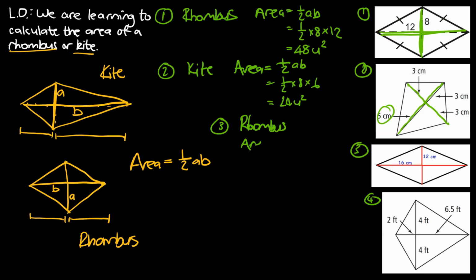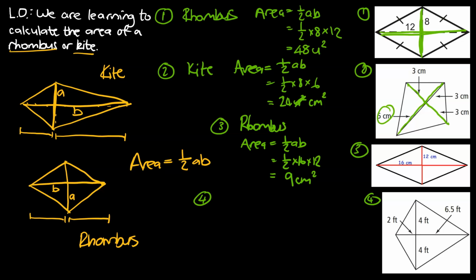And then the formula for a rhombus, same again, 1/2 of A times B. That's going to be 1/2 times 16 times 12. And let's put that straight into our calculator. 0.5 times 16 times 12. That gets us to 96 centimeters squared. And actually, I just realized the one above should be centimeters squared as well, because we were given those units.